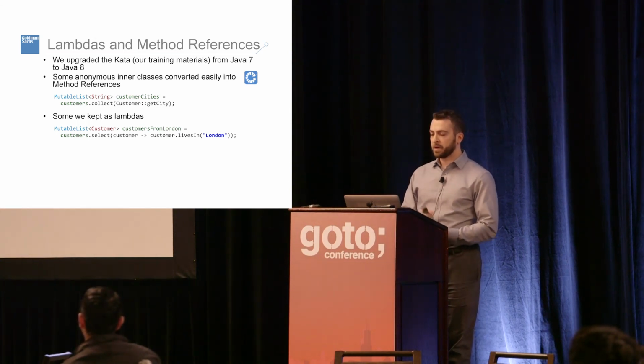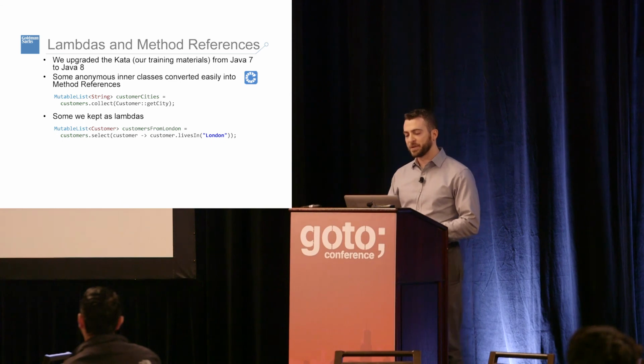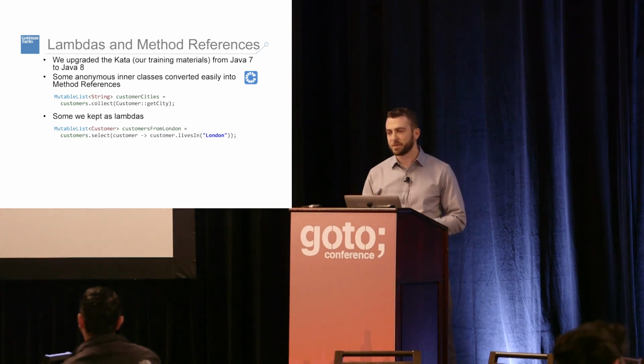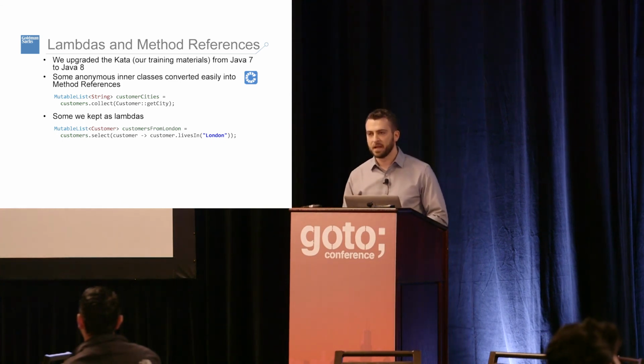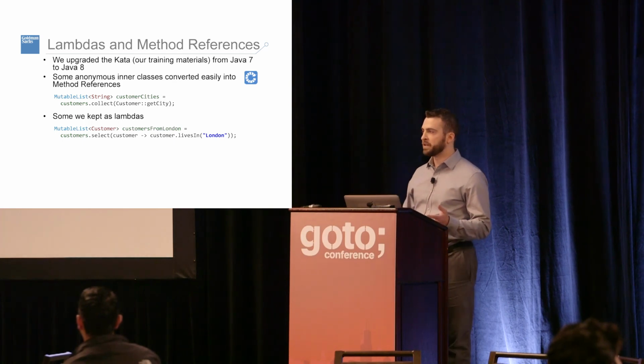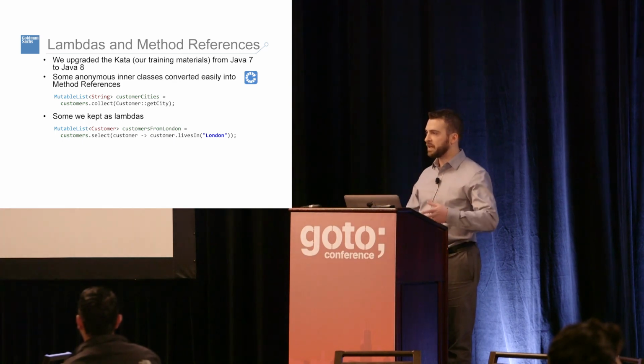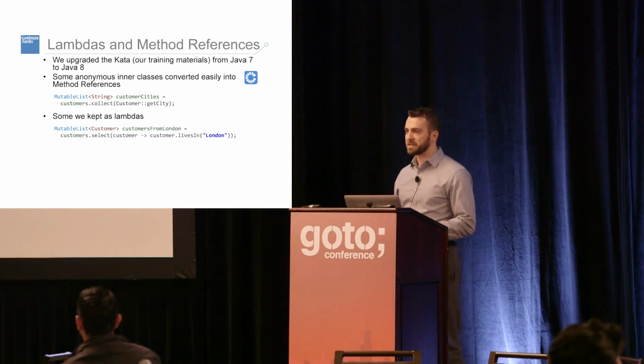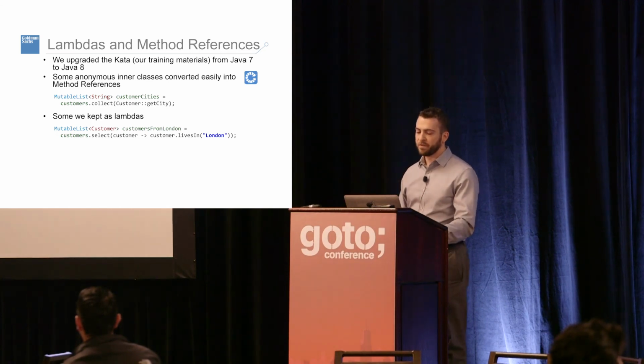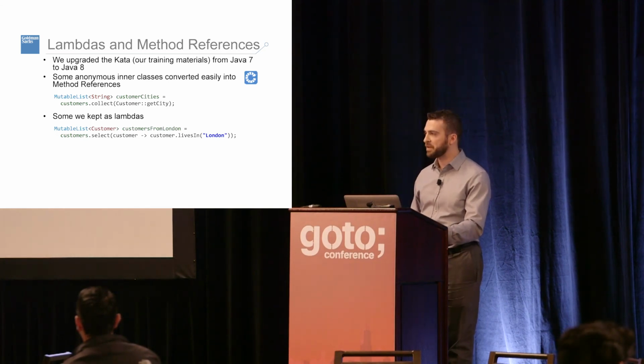So one of our exercises that you see here is we start with customers and we just want to collect their cities. And that one translated very naturally. It used to have an anonymous inner class of function. In fact, the IDE will auto-replace it. And in IntelliJ, there's a nice auto-fix, it just replaces it with a method reference or lambda. So here it just replaced it for us with customer get city, the method reference.